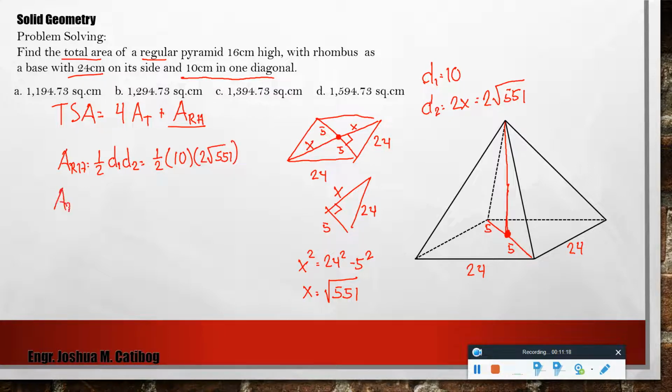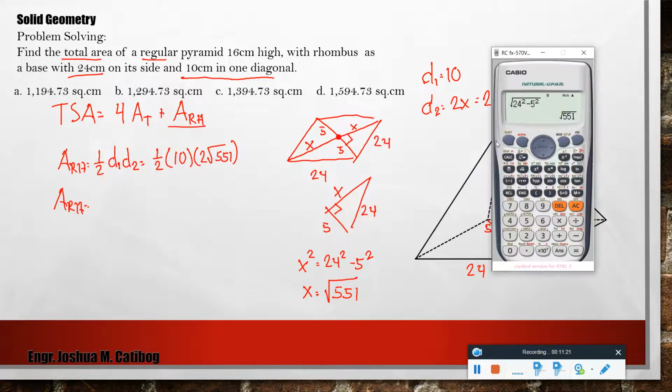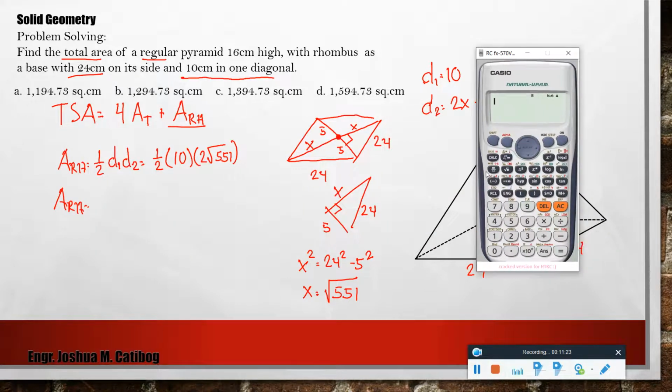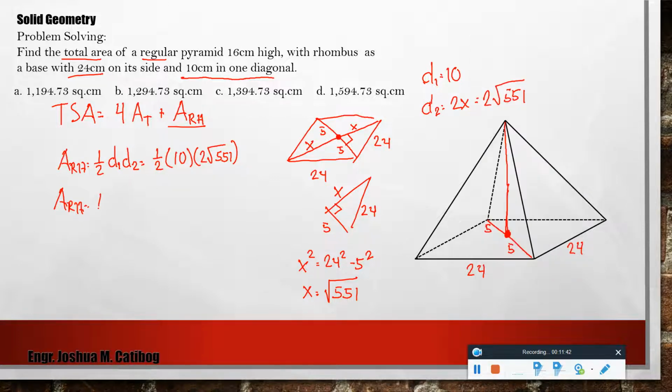So from here, the area of the rhombus is equals to what? Okay, let us calculate. Okay, sabay po kayo kahit po tayo naka-video lamang. So 1/2, ang D1 po natin ay 10. Ang D2 po natin ay 2 square root of 551. Okay, so we have here the value. So 10 square root of 551. This is in square centimeters. Okay, sir. Meron na po tayo ng area ng rhombus. So ang kailangan na lang po nating hanapin is the area po nung ating lateral faces.